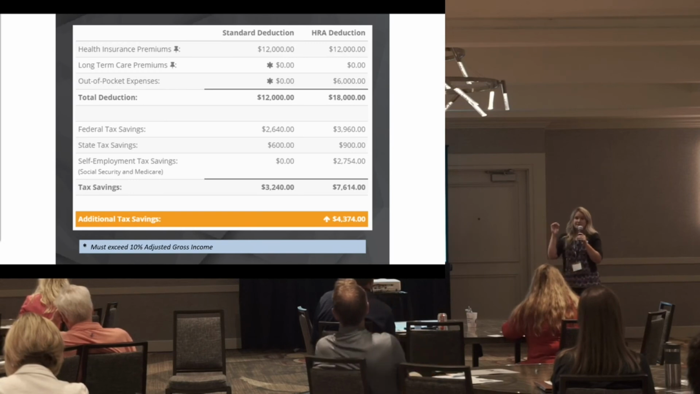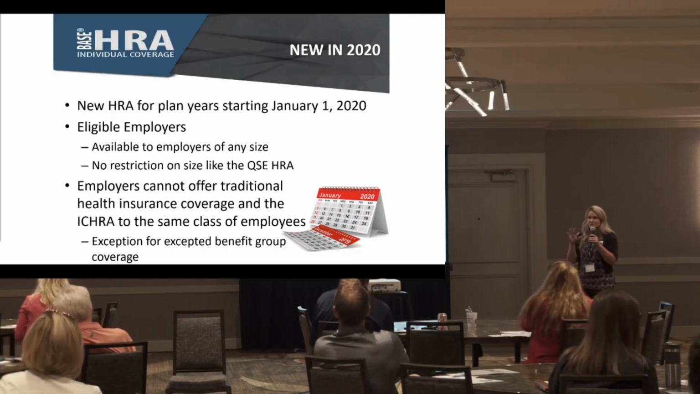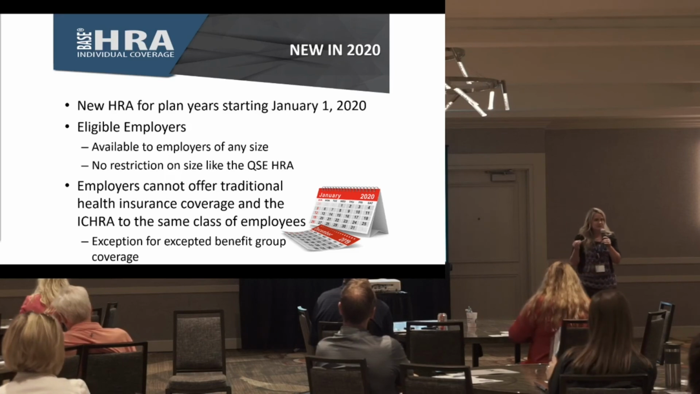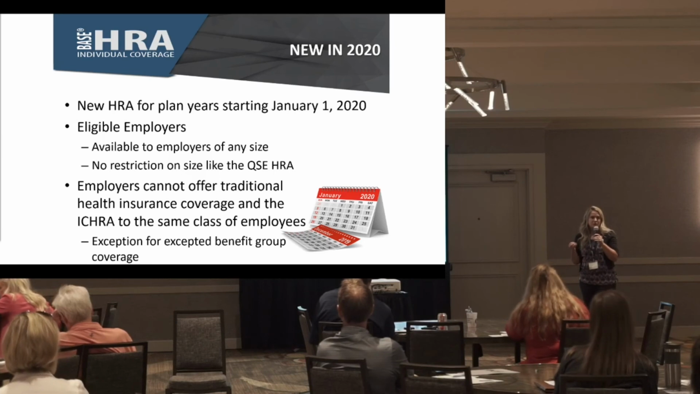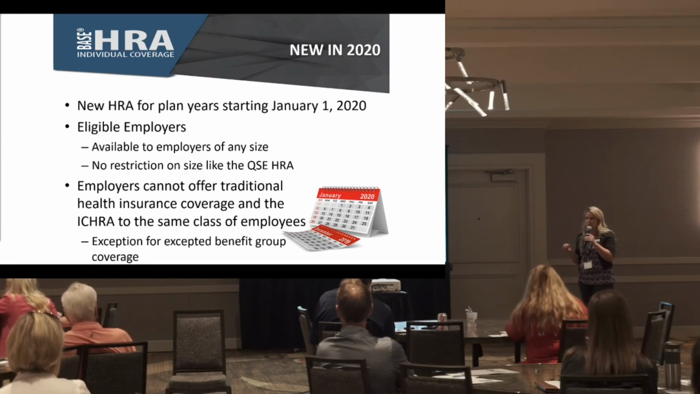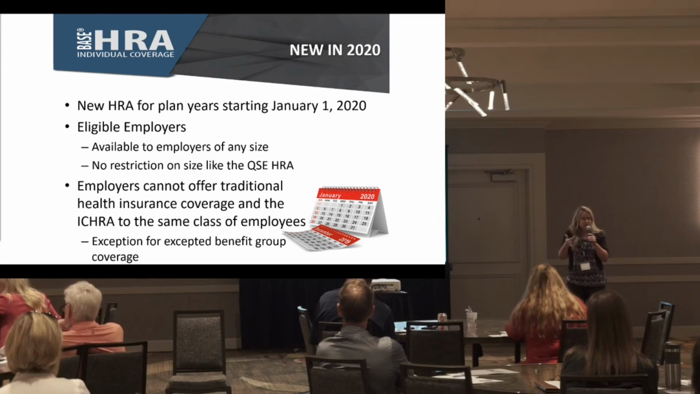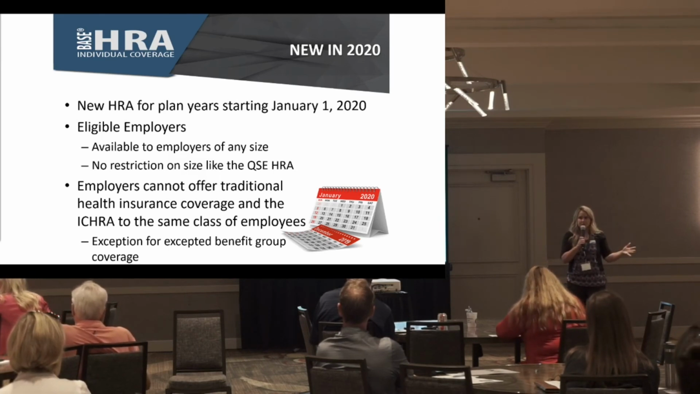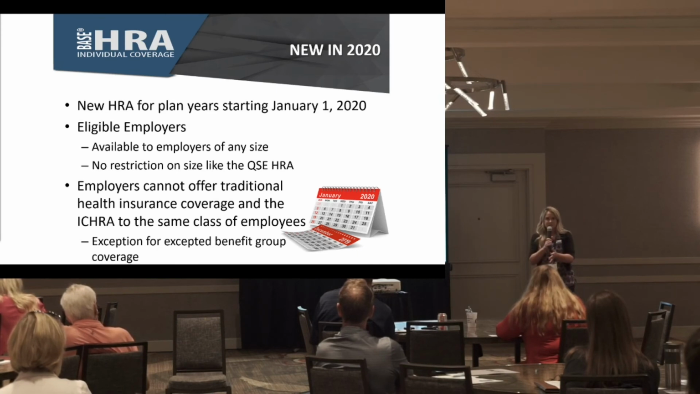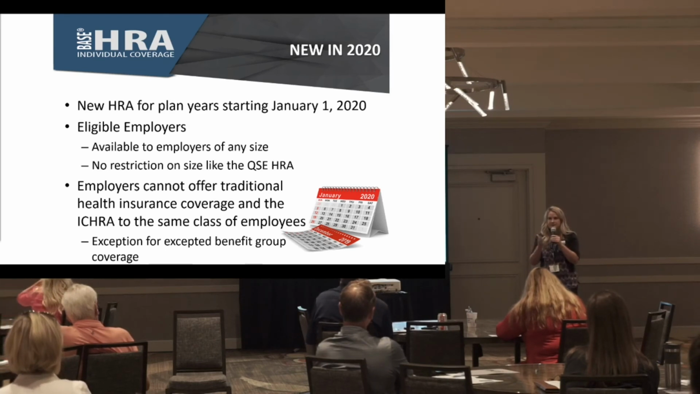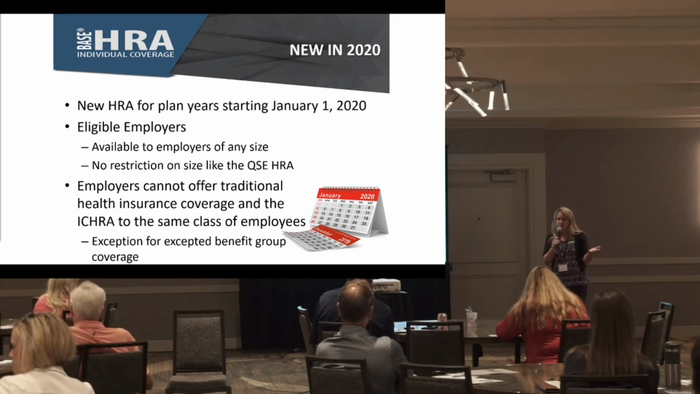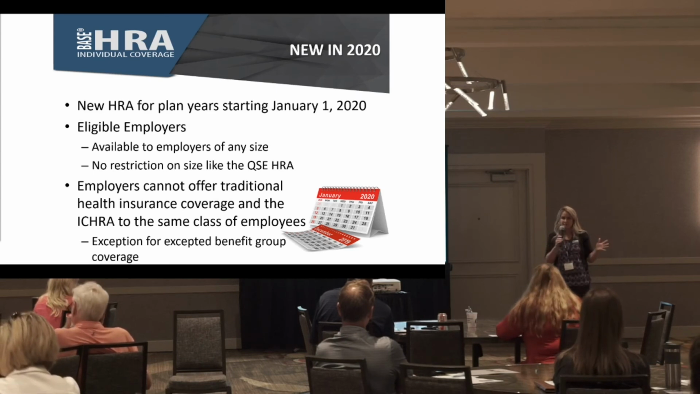All right, let's move on. I want to get at least 5 minutes in on the new HRA. This is new. Legislation passed a new HRA for 2020 called an individual coverage health reimbursement arrangement. So an HRA stands for health reimbursement arrangement, meaning employer dollars given to an employee. The benefits of running dollars through an HRA: to an employee, it's a tax-free reimbursement, and it's a 100% business deduction to an employer. That's the benefits on both sides.